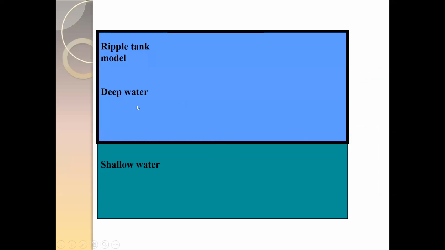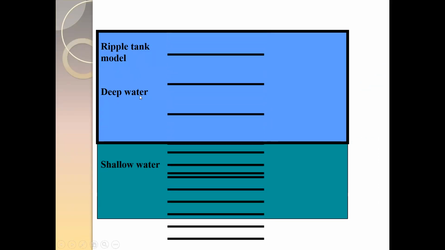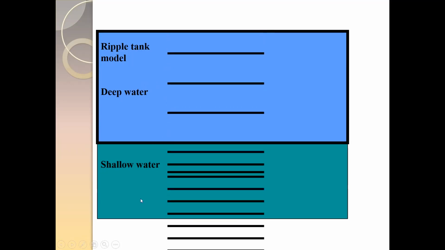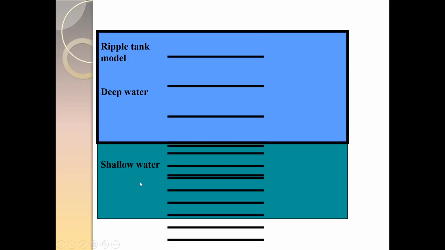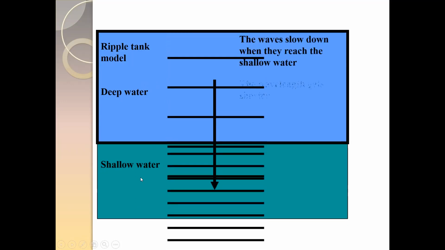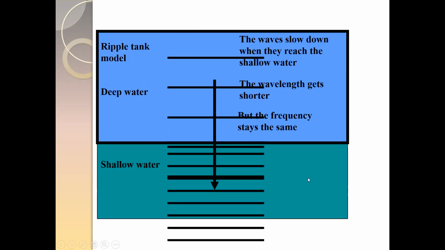For example, you're looking from the top. This is a ripple tank. Water waves are there in a deep region, and from the deep region they move to a shallow region. In a deep region, you can see they're moving faster and have greater distance between them. But as they enter a shallow region, the distance between them decreases. So the waves slow down when they reach a shallow region, and the wavelength also gets shorter, but the frequency remains the same.